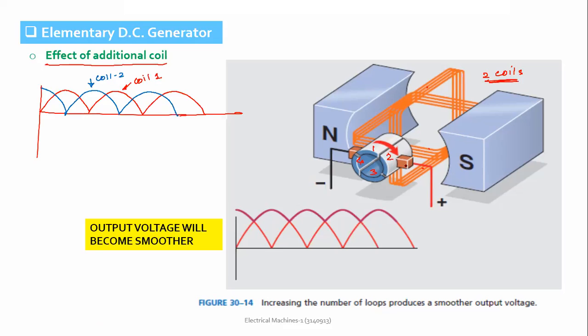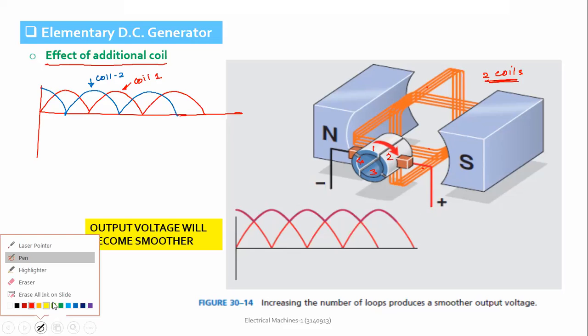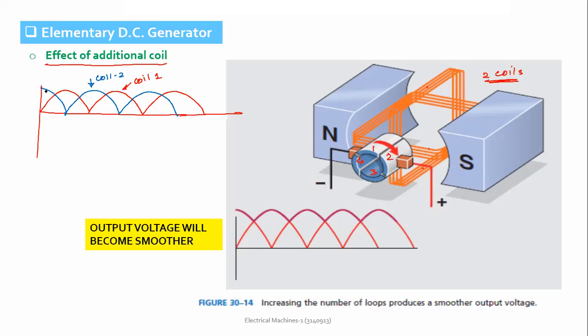Then what is the output at the brushes? The output at the brushes will be like this, because we are collecting it with the brushes. So if I draw the output at the brushes, it will be like this. So the output will become smoother. We can say it will be even smooth.